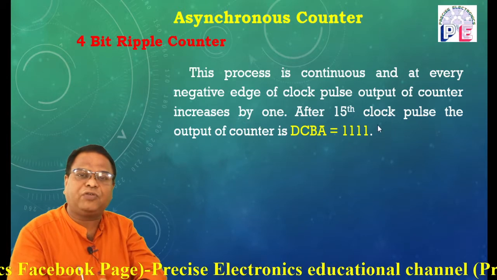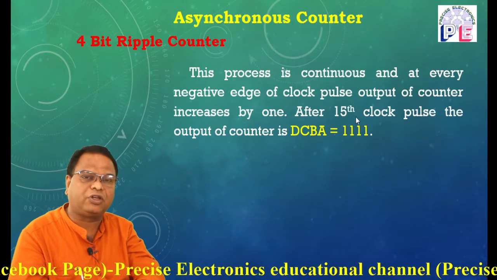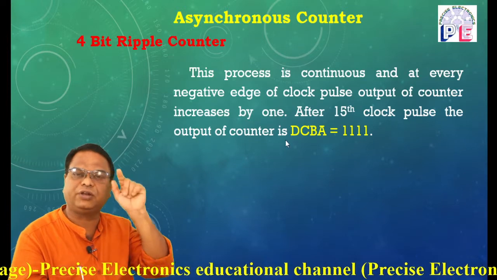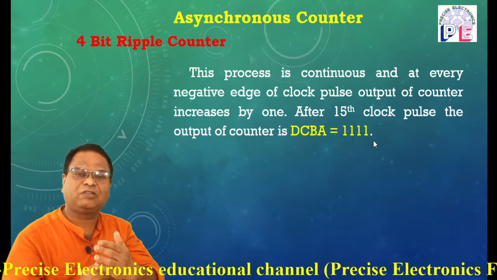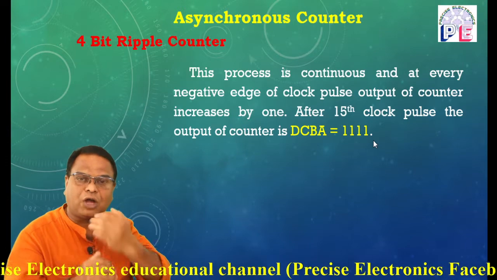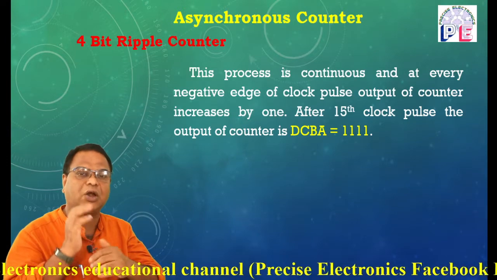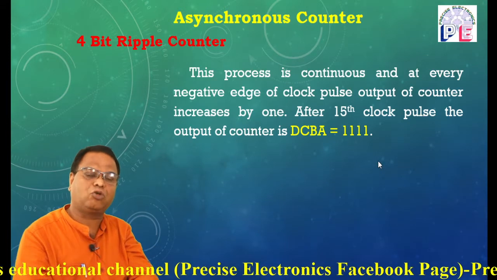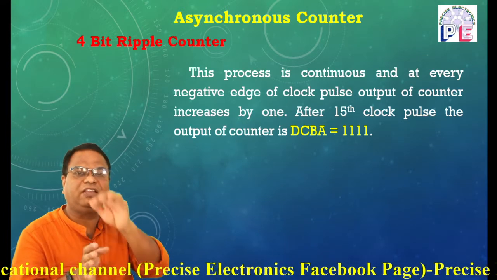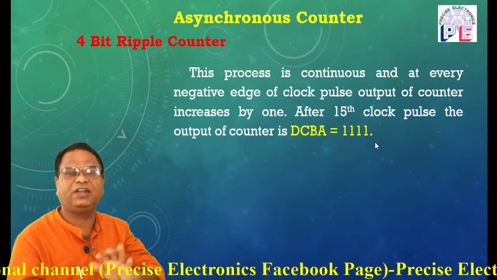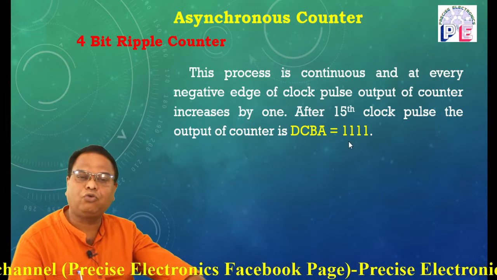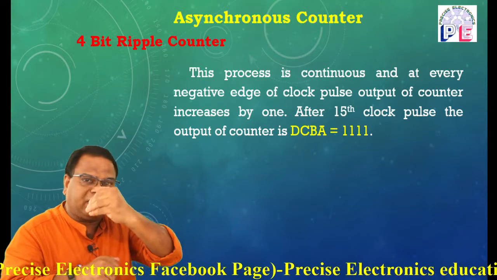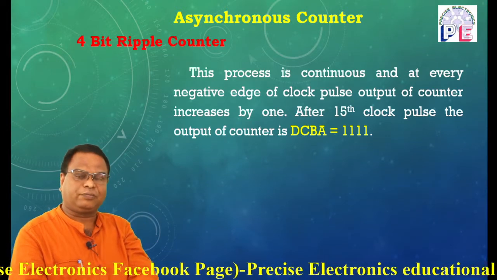So at the end of the 15th clock pulse, the output of counter is DCBA equal to 1, 1, 1, 1. With every clock pulse, the number stored or counted by the counter increases by 1. And at the end of the 15th clock pulse, the output of counter is 1, 1, 1, 1. DCBA is equal to 1, 1, 1, 1. Next, at the negative edge of the 16th clock pulse.